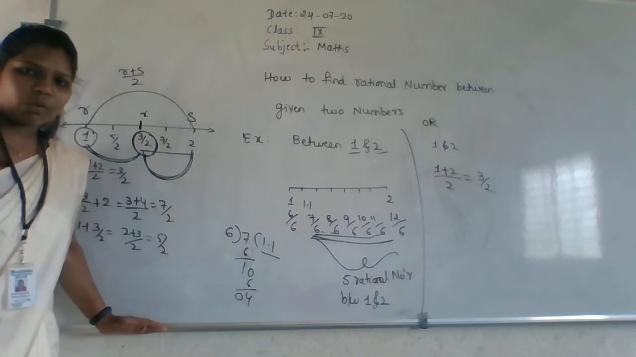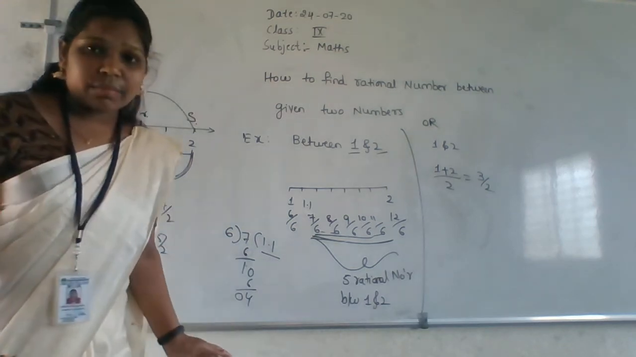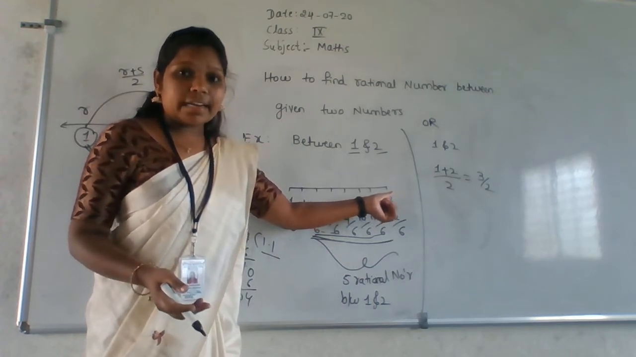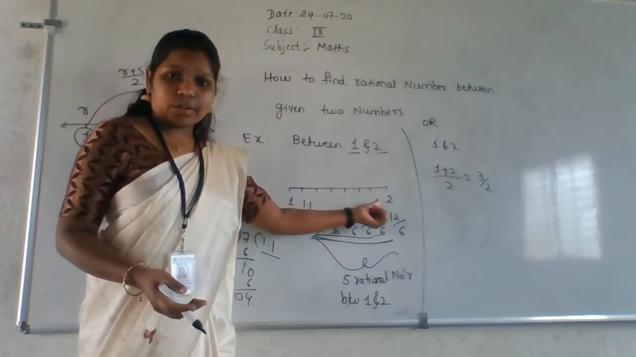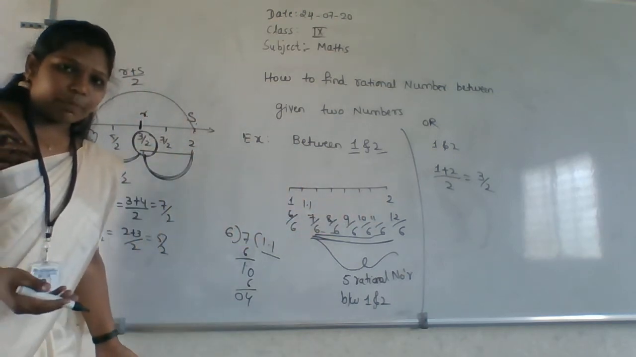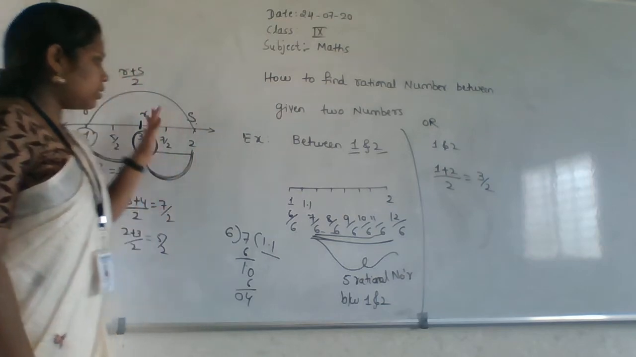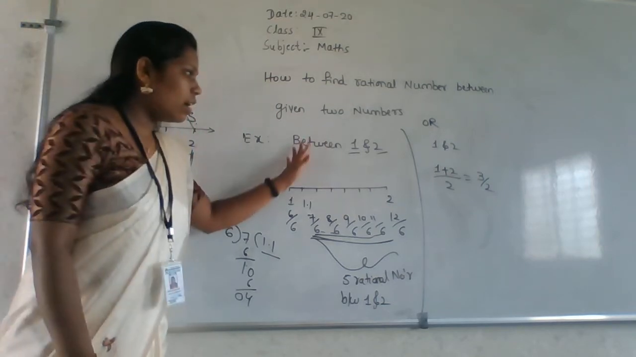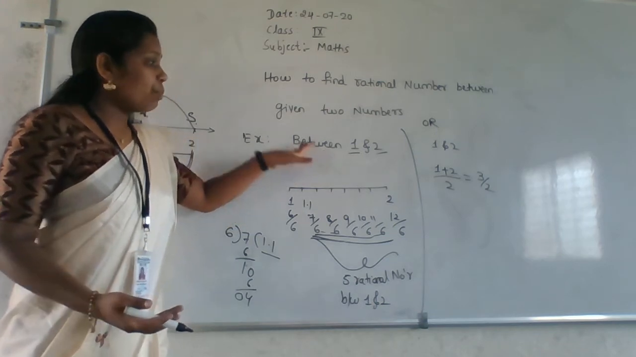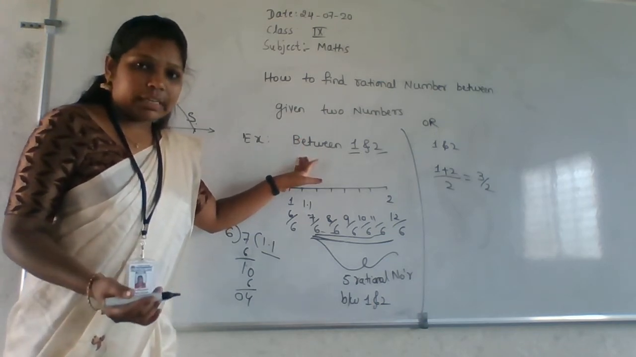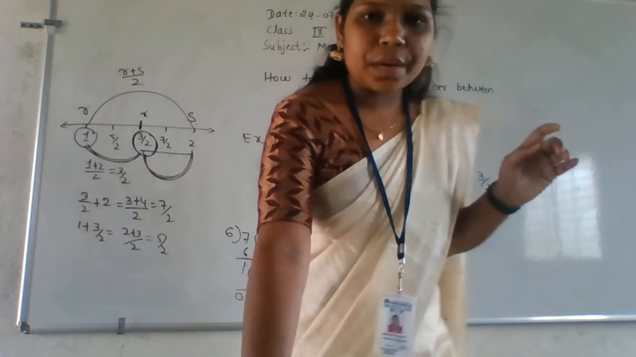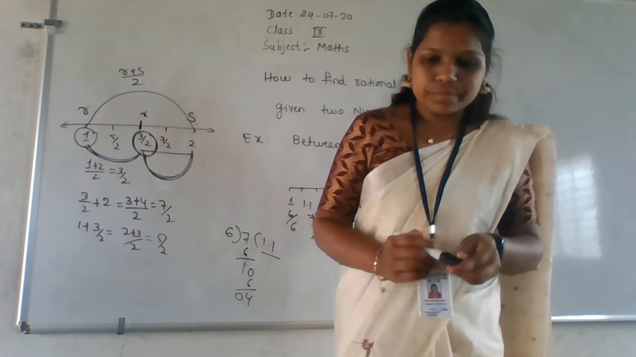How many rational numbers do you want? You can write. You can find so many rational numbers between 1 and 2. There are infinite rational numbers between 1 and 2. The process will go like this only. Getting my point? This is your textbook method. This other method I am giving for you people. So whichever you feel is easy, go for that. I hope everyone understood this concept.